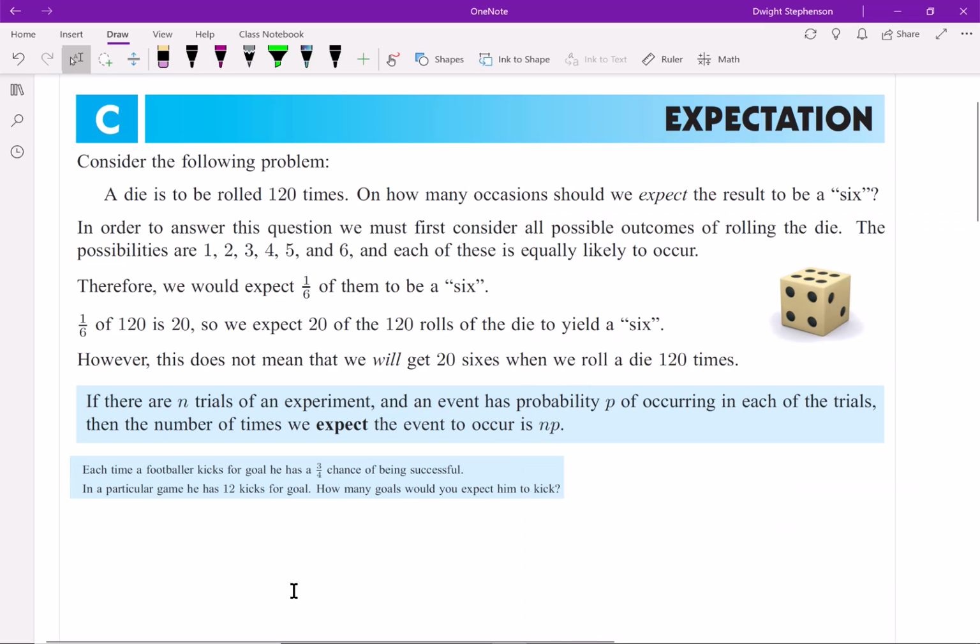Okay, in this video we're going to talk about expectation and the expected value function. We'll start off with a quick introduction.